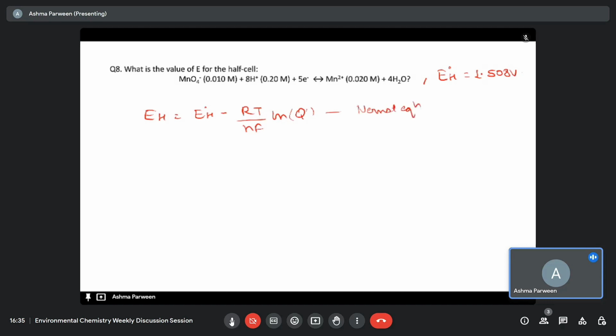So we have to find out what is EH. Provided EH naught is given, we know what is T, R, number of electrons, Faraday constant, and also we know Q because the concentration of all the species are given. So we just have to put everything in this equation and we'll get the reduction potential of the reaction. So I'll give you 6 minutes for this question because we have to do a lot of calculation. So try to solve this question and write your answer in the chat box.